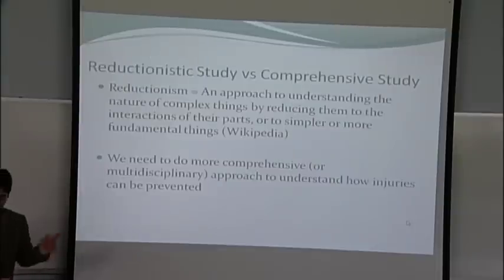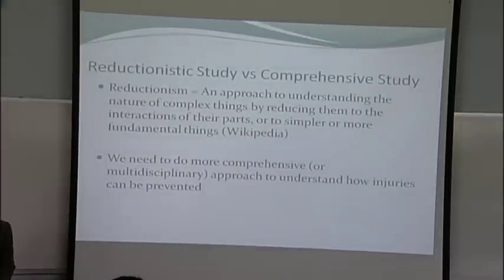So I just want to talk about, finally, reductionistic studies and comprehensive studies. Reductionism is an approach to understanding the nature of complex things by reducing them to the interactions of their parts, or to simpler or more fundamental things. I think this kind of approach is really important, but we need a more comprehensive, multidisciplinary approach to understand how injury can be prevented.